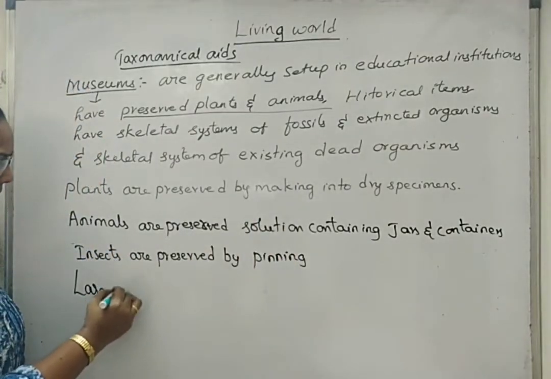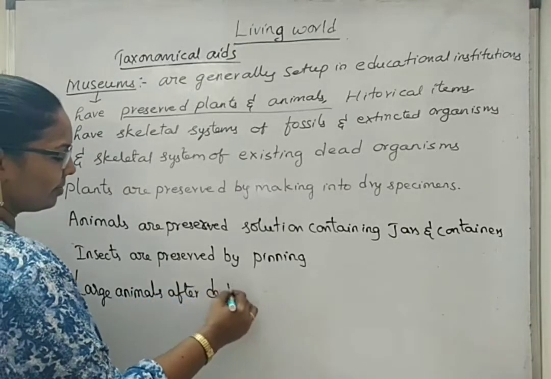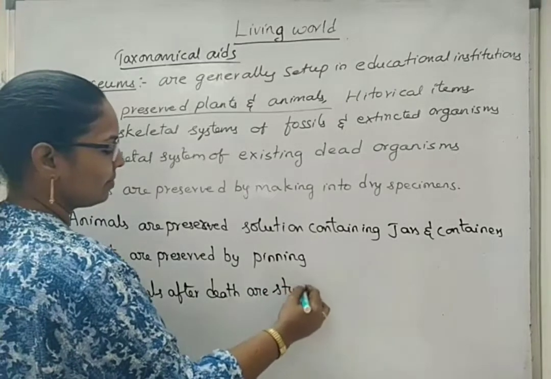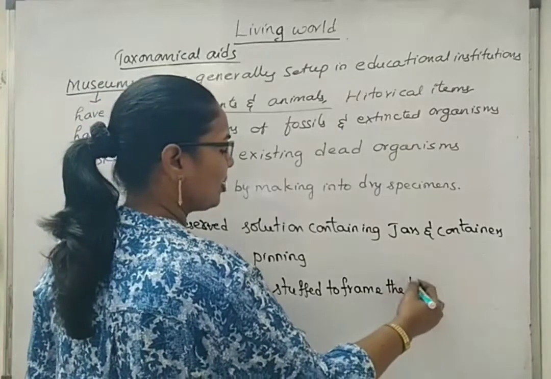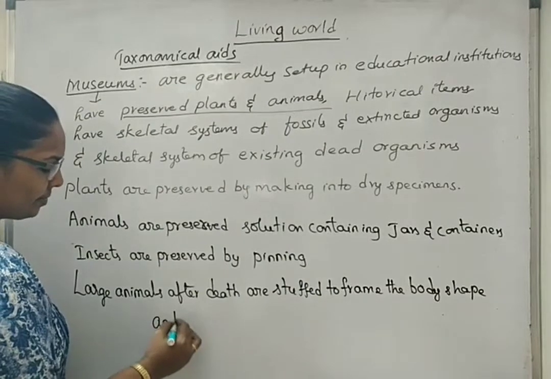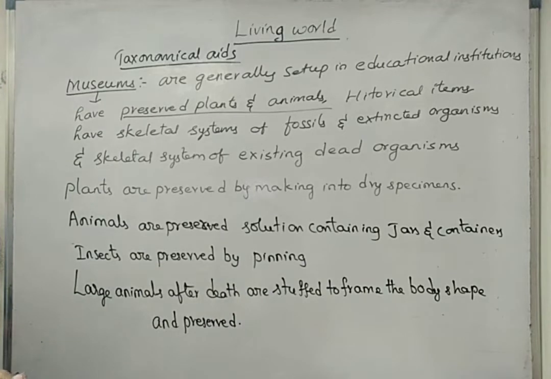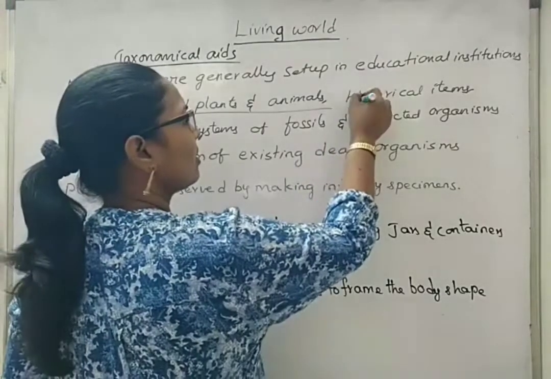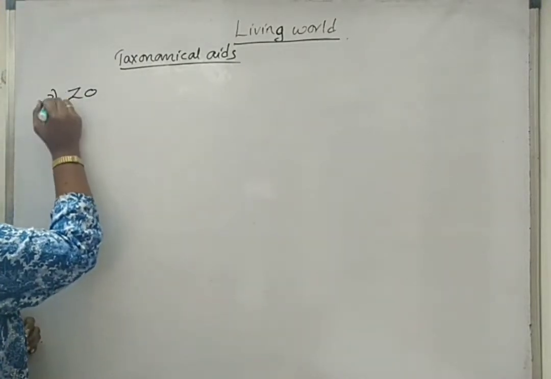Large animals after death are stuffed to frame the body shape and preserved. So this is how the museums have different types of preserved plants and animals. Next taxonomical aid is about zoological parks.